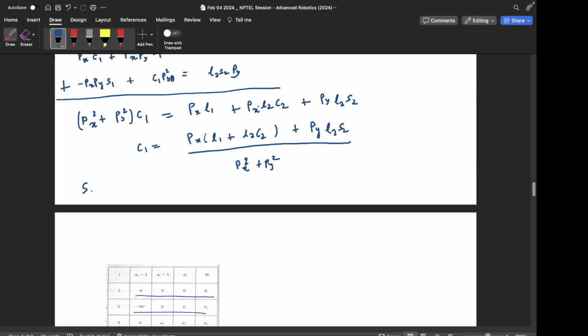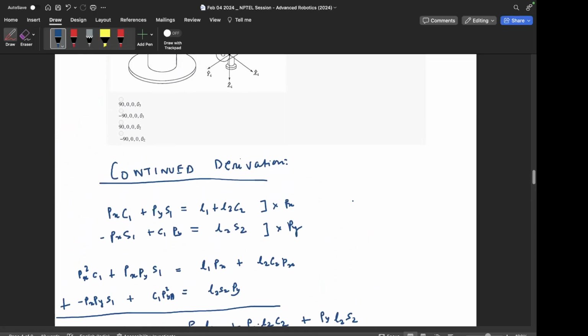As we did for theta 2, we will find sin theta 1 using the trigonometric relation, and theta 1 will be A tan 2 of S1, C1, right? So this is the end of the derivation. Not a proof.